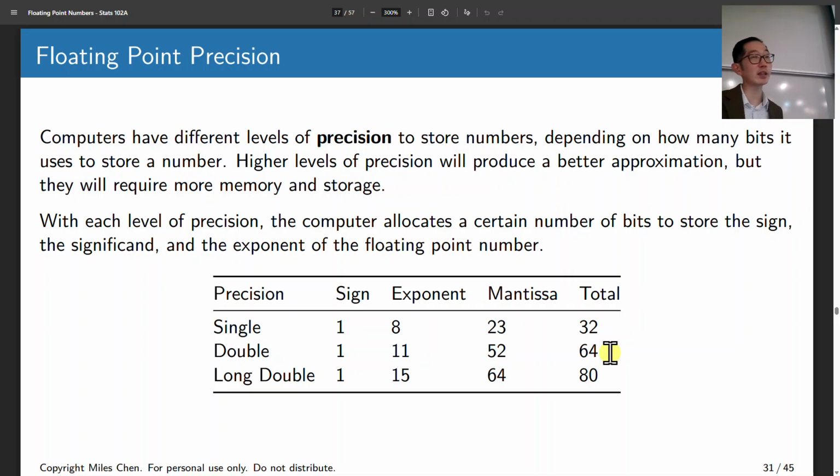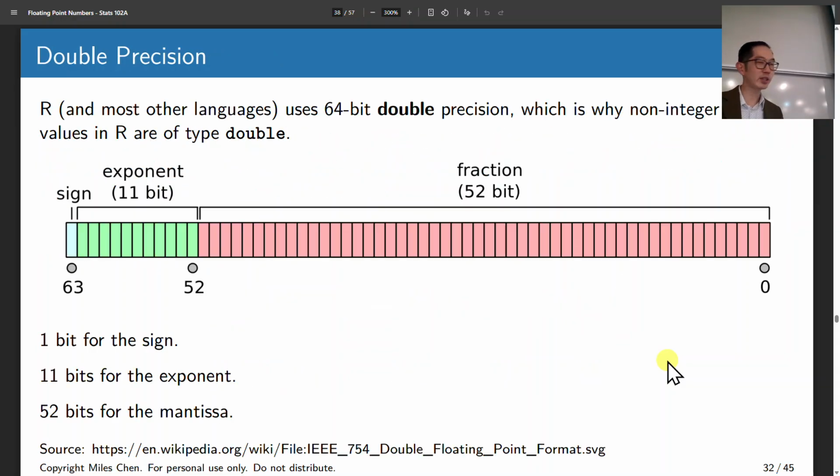And again, this is implemented at the hardware level, so it's not specific to just the computer language or system that you're using. This is how it all works.